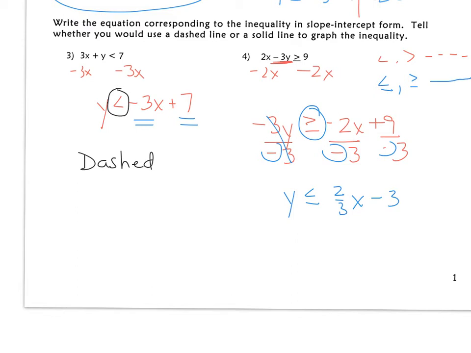That makes 2/3 my slope and -3 my y-intercept. Since this is a less than or equal to, I am going to use a solid line. Alright, let's go ahead to the second page.